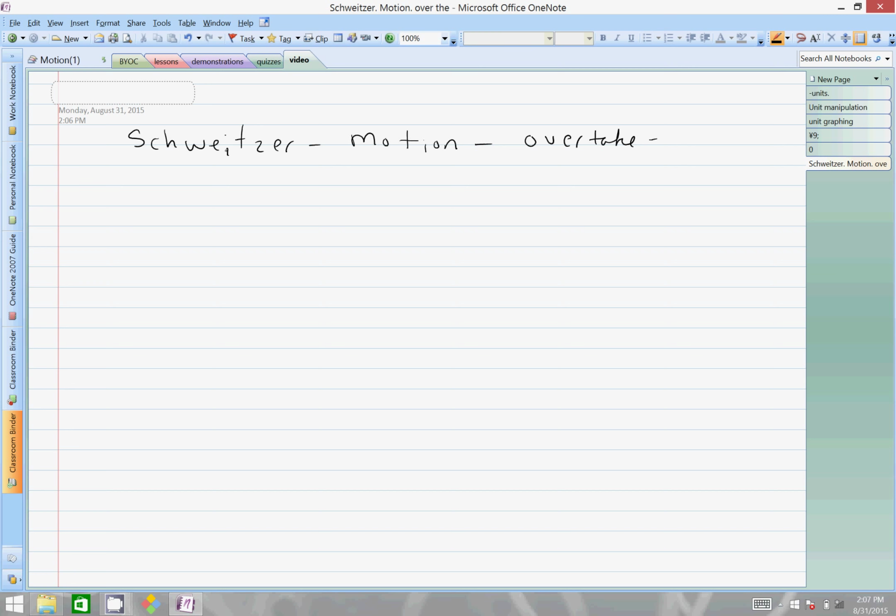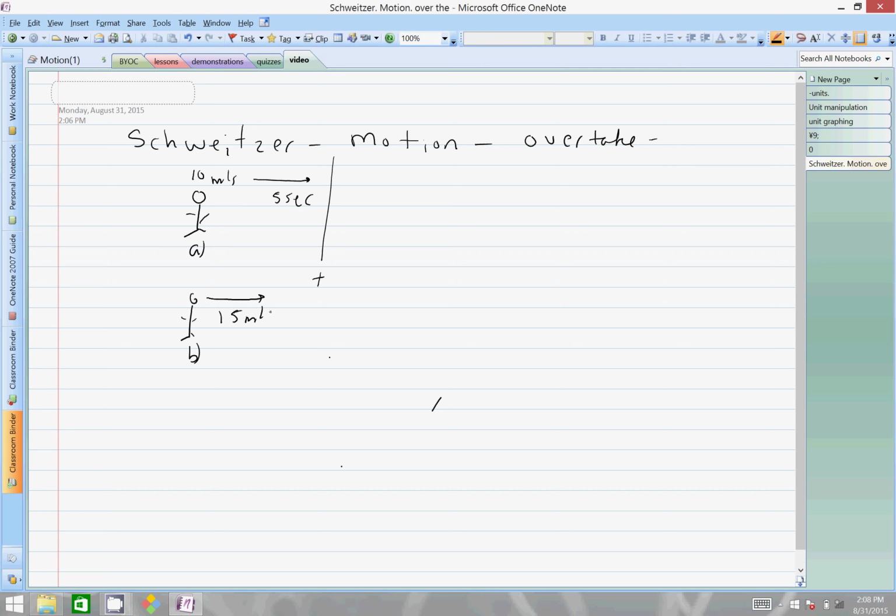Okay, so we have, let's say, person A. And person A is traveling at 10 meters per second and travels for 5 seconds. Then, right at that time, we call that time t, person B needs to catch up with A to tell them something, and if B isn't traveling faster than 10, then B will never catch A. So B is going to be traveling at, let's say, 15 meters per second.